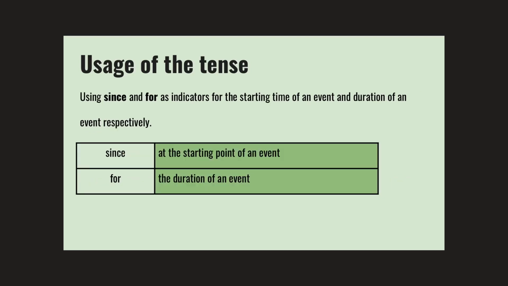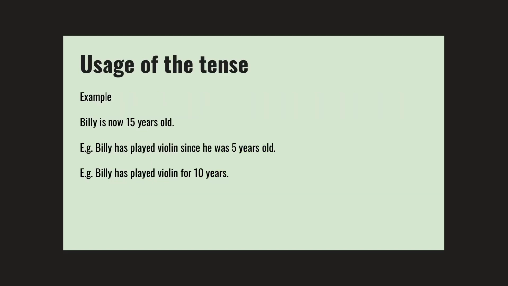Alright. So if you're paying attention to example 1 and example 2, we use two adverbs for expressing time. We normally use since and for as indicators for starting time of an event and duration of an event, respectively. We use since as the starting point of an event, and we use for the duration of an event. So in this example, we're going to take a look at the difference in meaning if we are using since and for.